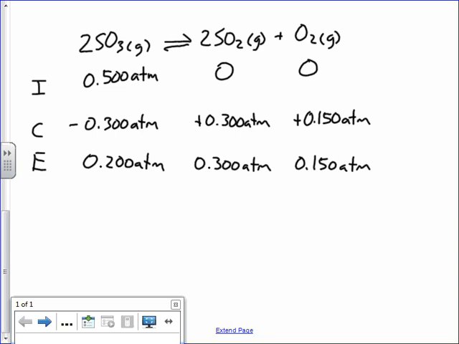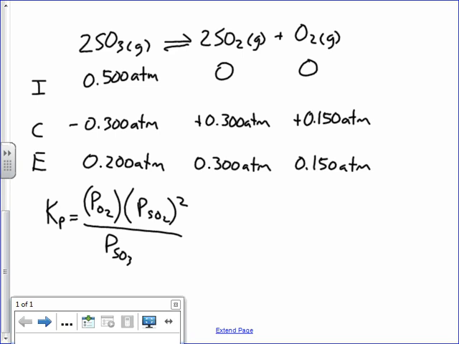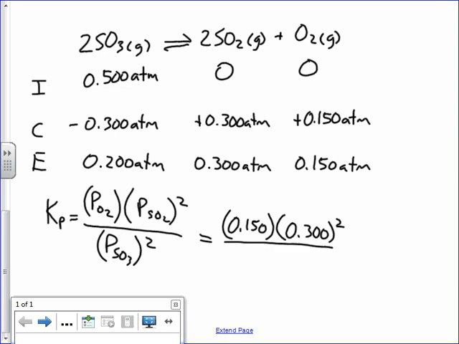Okay, so now we have our equilibrium amounts, and basically what you'd want to do here is just plug into the equilibrium expression. So we've got the pressure of our O2. I'm doing this with respect to pressure, again, because we're using the atmospheres here. And the pressure of the SO2 squared divided by the pressure of the SO3 squared. All right, so there's our equilibrium expression based on the reaction and the stoichiometry. Okay, and then you just plug in these numbers. So you've got 0.150 times the SO2, which is 0.3 squared, divided by the 0.2 squared, and that's going to give us our equilibrium expression.